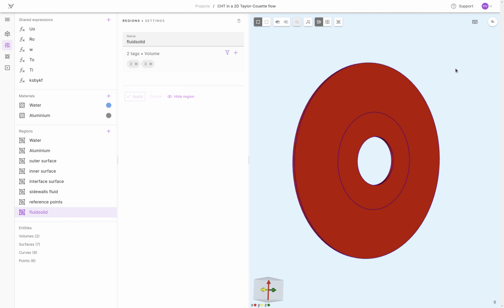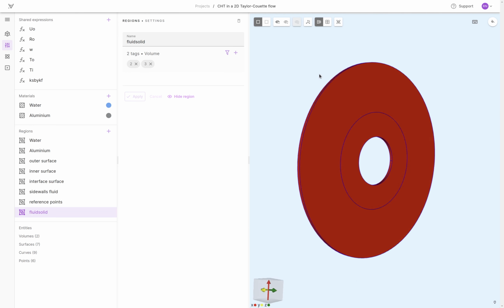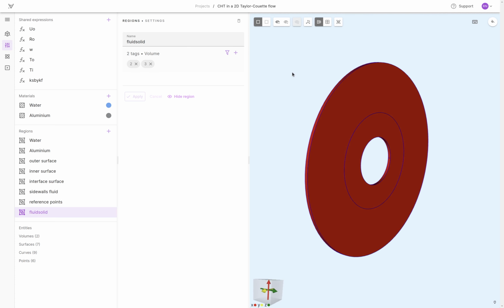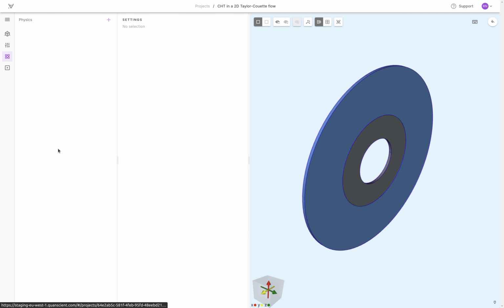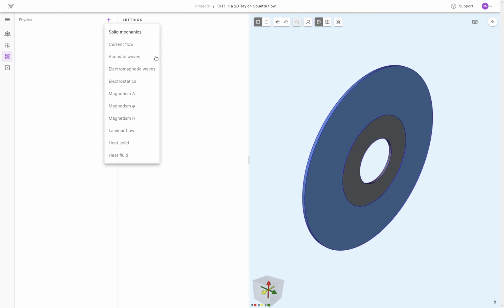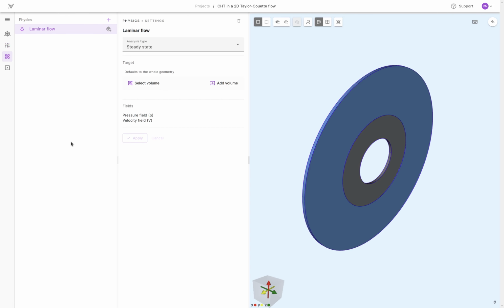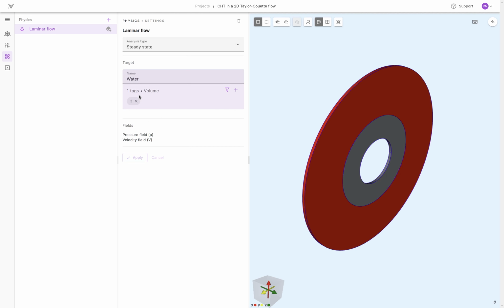This completes the simulation setup in this tab. So we have all the required shared expressions, materials, and the physical regions for defining the interactions or the boundary conditions. We'll proceed to defining the physics. We'll first start with the laminar flow. We set the analysis type to be steady, and we select the volume where the laminar flow physics is applicable, select the volume for this, and click on apply.